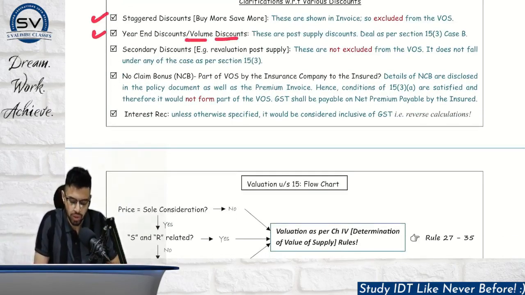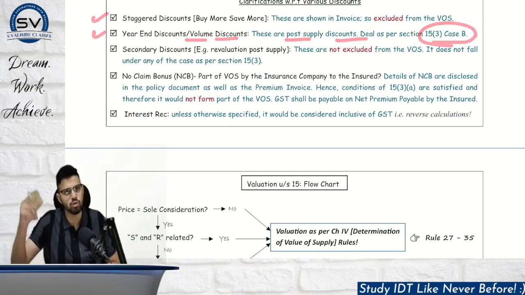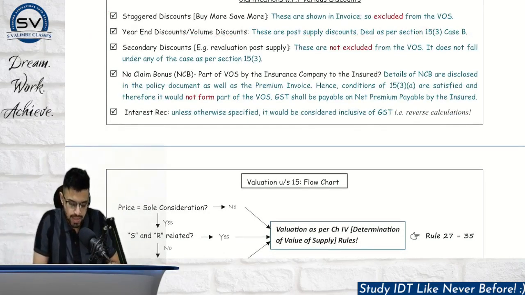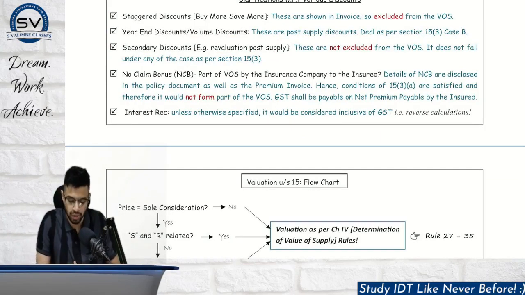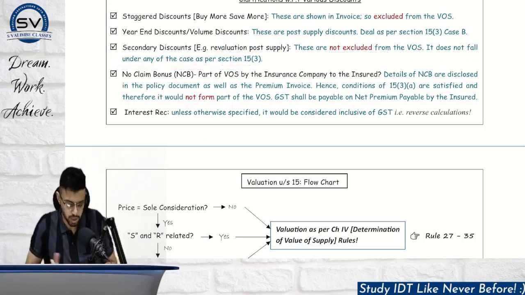Year-end discount, volume discounts, these are post-supply discounts. You have to see whether conditions are met or not. Secondary discount means revaluation post-supply. These will never be reduced from the value of supply because conditions are never met. There is never an agreement with respect to revaluation post-supply. So these are not reduced from the value of supply because they do not meet any of the conditions.